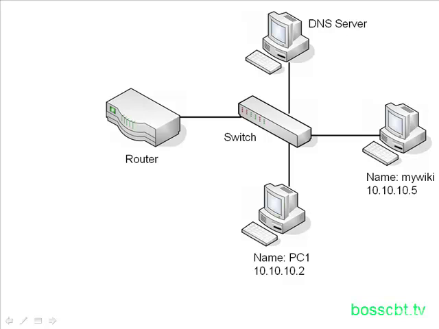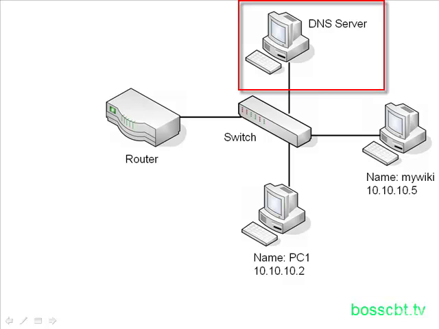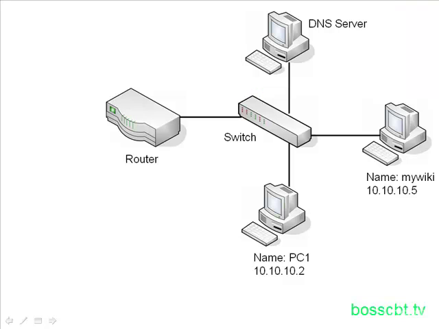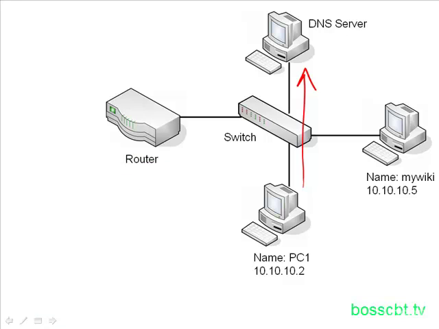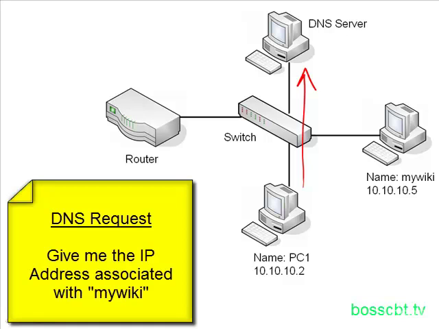And so the DNS server up here is a device which is responsible for maintaining all of the DNS records. And a DNS record lists the name and the corresponding IP address. Okay? And so PC1 is going to create a packet, and this is known as a DNS request. And it sends the request to the DNS server, and it pretty much says this. Hey, I'm trying to access my wiki. What is the IP address of my wiki?